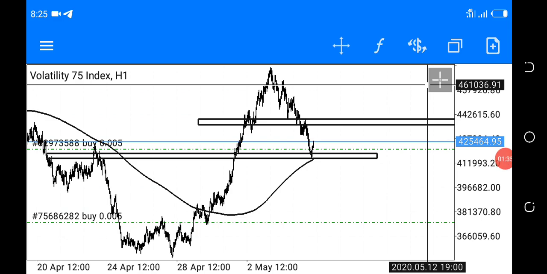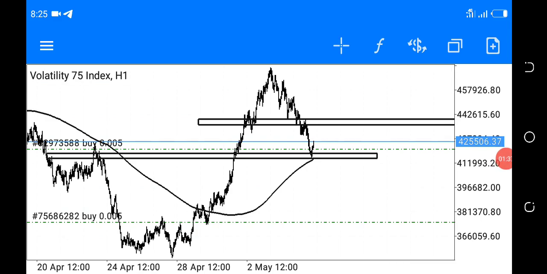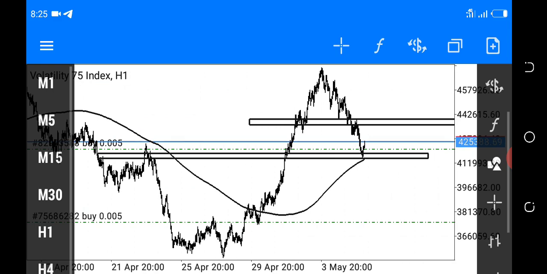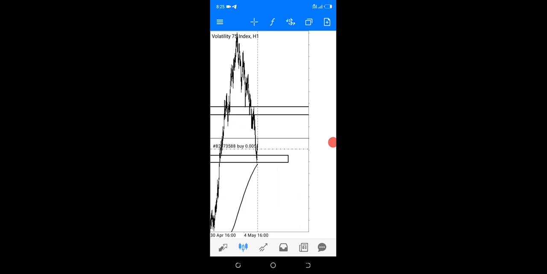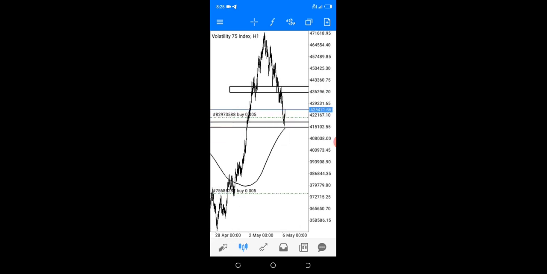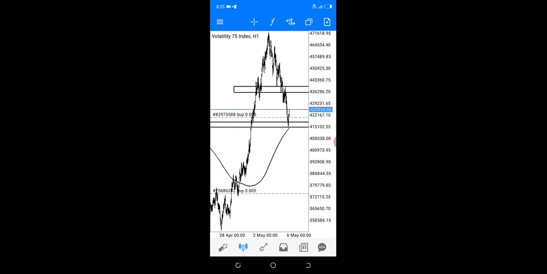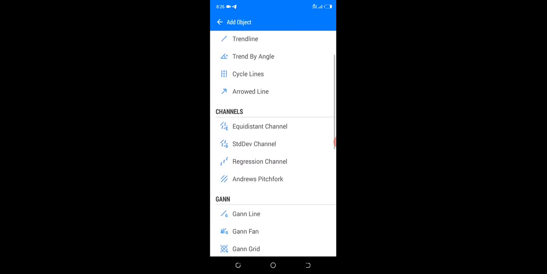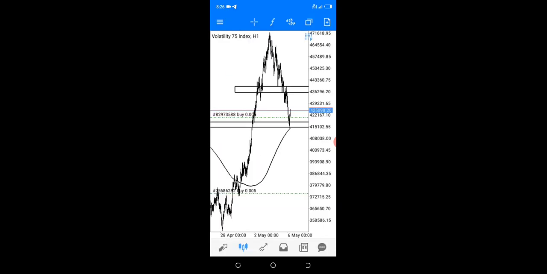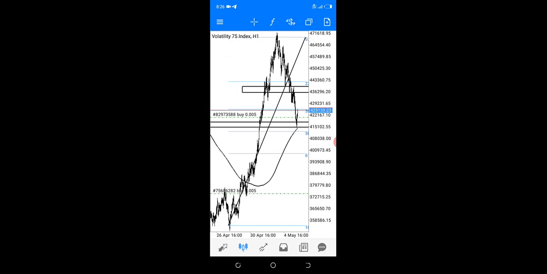This is a very clear 50% retracement. Let me show you one way to use your Fibonacci. Most people don't know how to use their Fibonacci. Fibonacci is a very good tool, a very good one for that matter. I said in the other video that you should go learn how to use Fibonacci, but most people still can't use it.